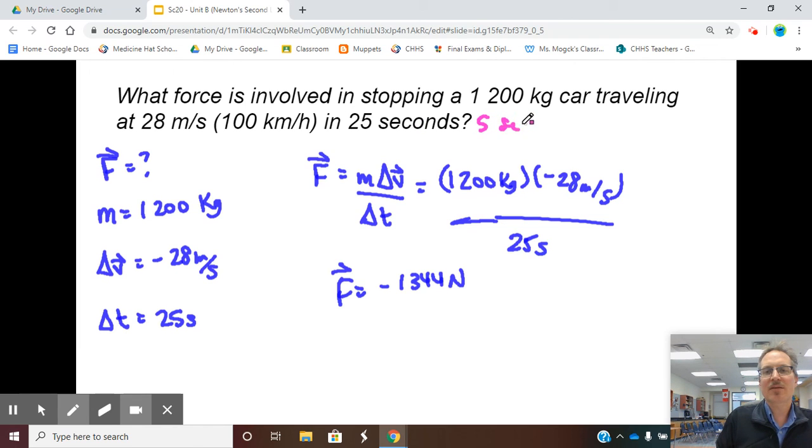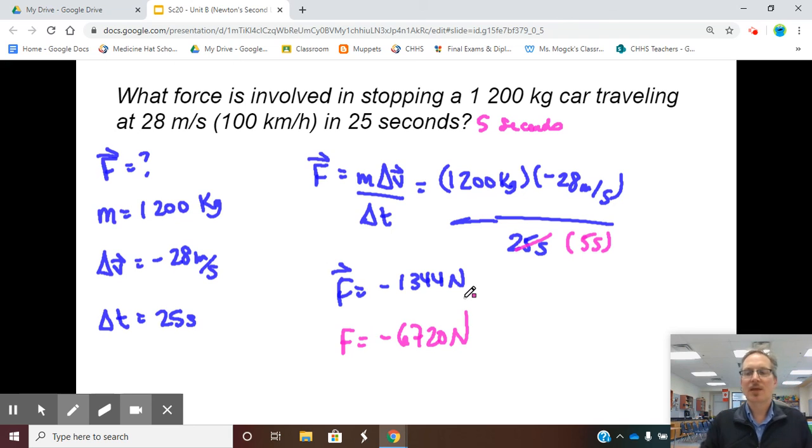Now, let's do the question again, but instead of 25 seconds, let's do it with 5 seconds. So instead of typing in 25, we're going to do 5 seconds instead. So again, we have 1,200 times negative 28 meters per second divided by 5 seconds. This time you're going to find that the F net is going to be negative 6,720 newtons.